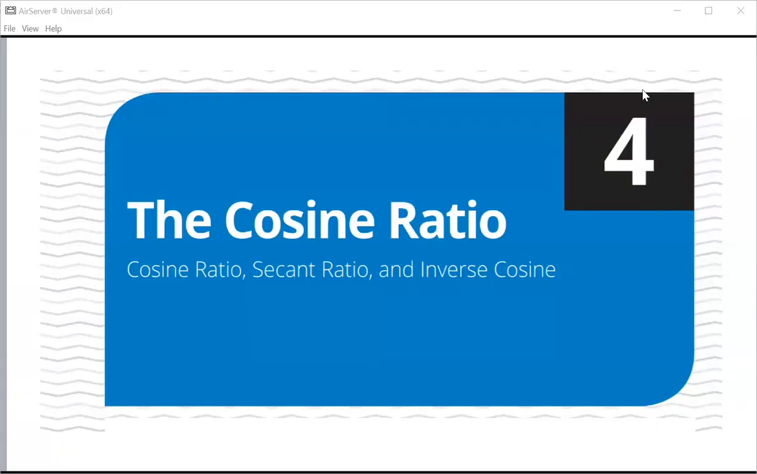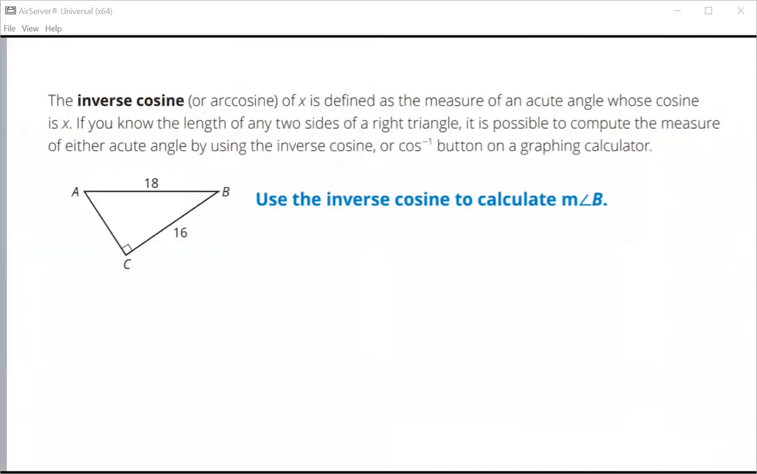This is the fourth lesson in the topic trigonometry, the cosine ratio. Cosine ratio, secant ratio, and inverse cosine. So by now we've covered two of the trig ratios, that being tangent and sine. With each of those ratios, we've talked about the inverse of those ratios, that being our inverse tangent and our inverse sine. So in this particular video, we're going to talk about being able to find the inverse cosine. So let's take a look.